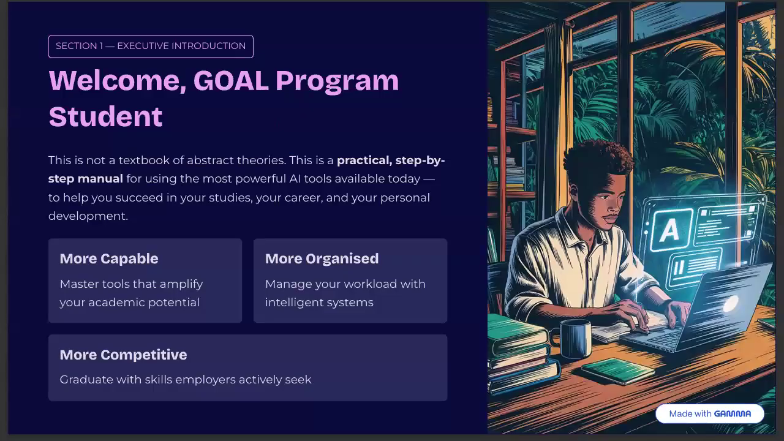Giving you the welcome, and of course the step-by-step explanation for using the best and most powerful AI tools that are available today. AI allows you to be more capable. Capable of what? Of amplifying your potential by amplifying your knowledge in many areas. So you get to be a more complete professional.